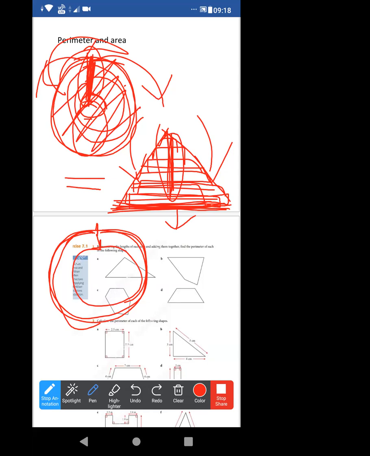What will be the area of this triangle? Half into base into height. Base means the boundary of the circle, that is 2 pi r. So half into 2 pi r, that is the base, into height.